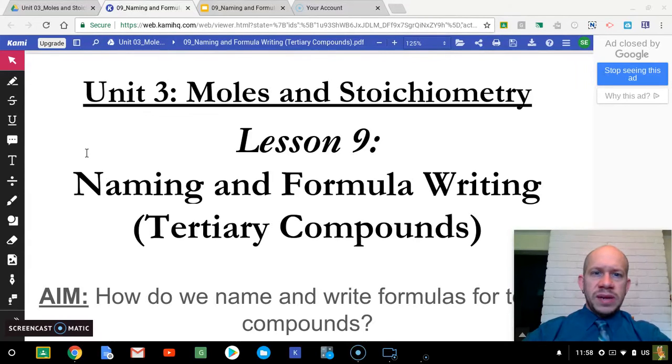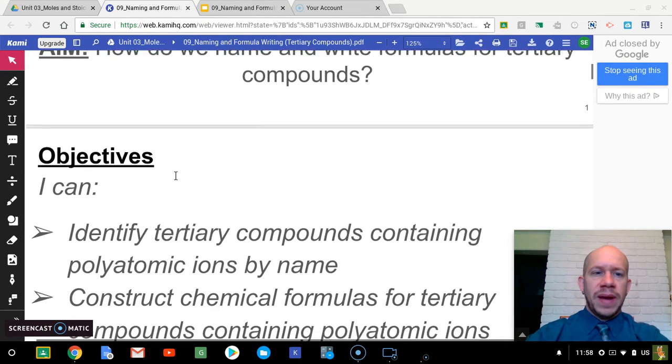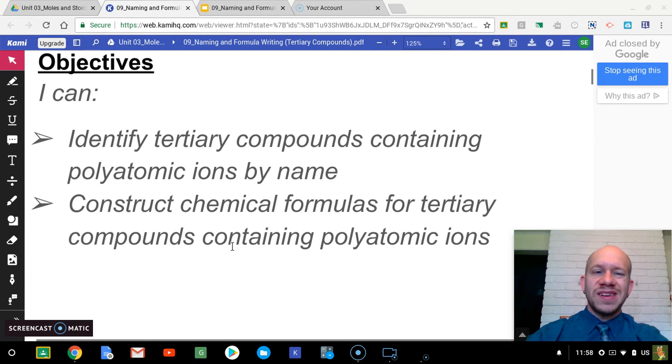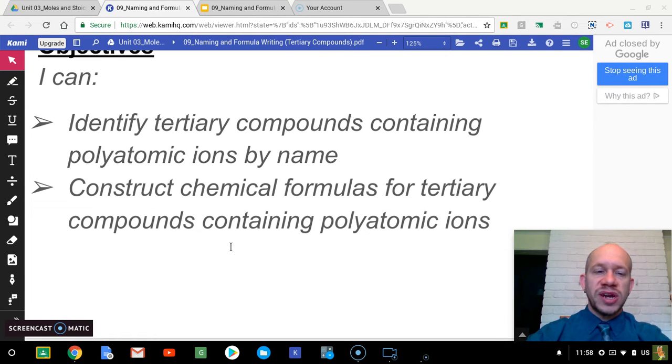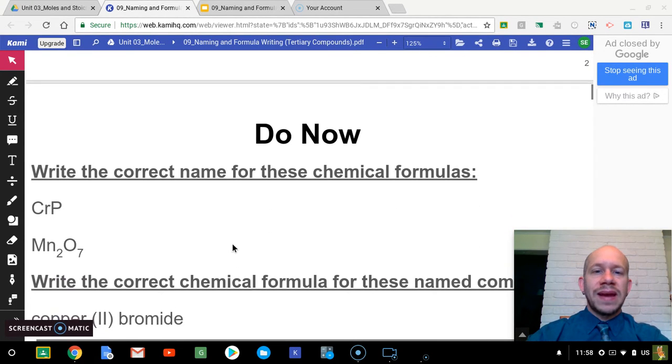This is Unit 3, Moles and Stoichiometry, Lesson 9, Naming and Formula Writing for Tertiary Compounds. How do we name and write formulas for tertiary compounds? By the end of this video, you will be able to identify tertiary compounds containing polyatomic ions by name, and you will be able to construct chemical formulas for tertiary compounds containing polyatomic ions. So, do now.